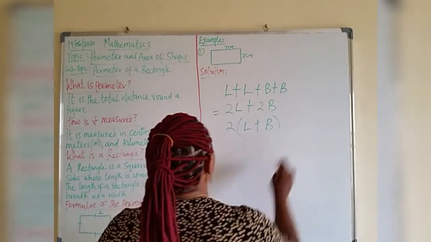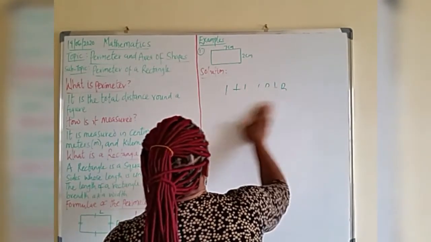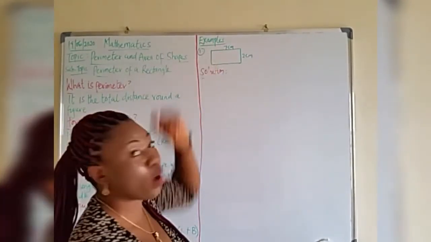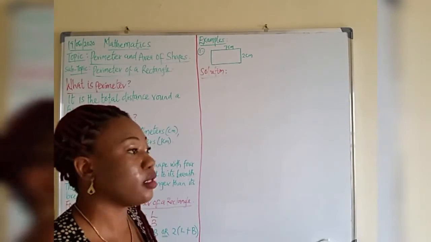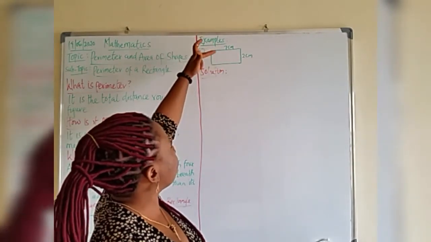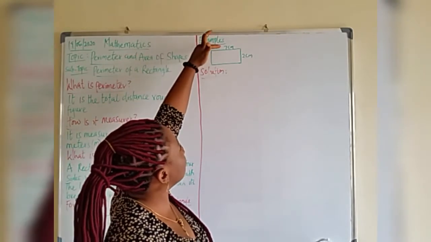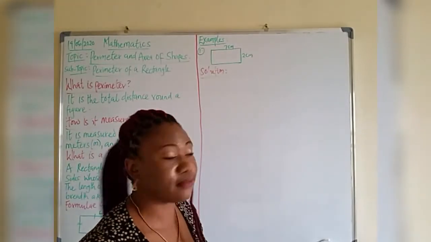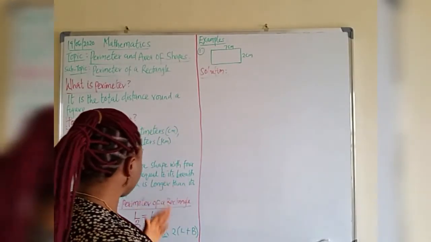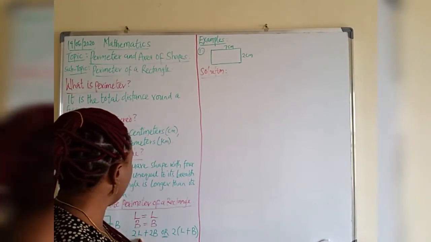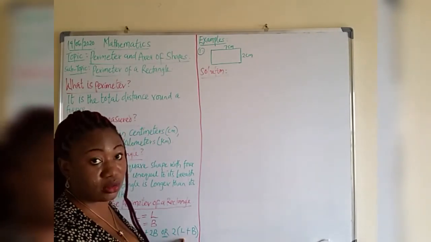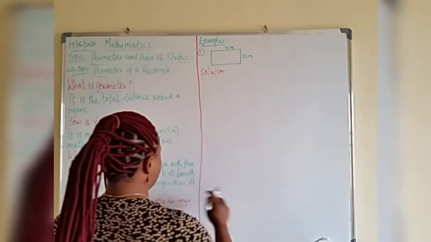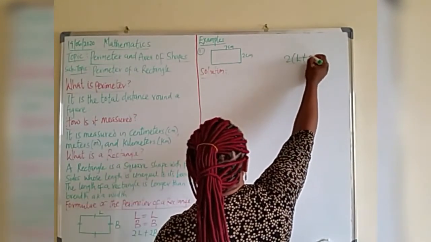Now that we have proven the formula for the perimeter of a rectangle, we want to take one example on the board, okay? On our board, we have a rectangle that has a length of 7 centimeters and a breadth of 2 centimeters, right? Okay. I would like to use this particular formula, the 2 into bracket L plus B.